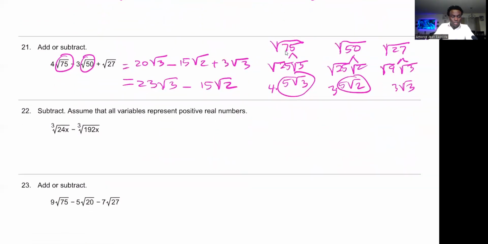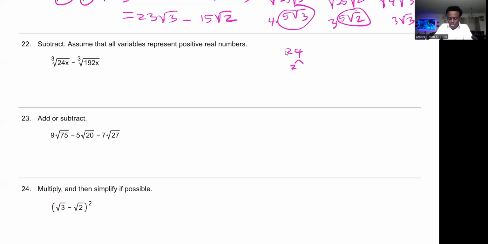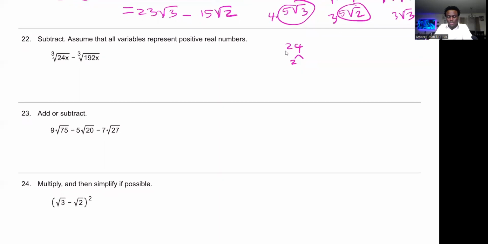How about this next problem? This next problem, it's a cube root, and then 24, right? That's 2 times 12. 12 is 2 times 6. 6 is 2 times 3. Cube root, so I'm going to make a group of 3, and no more group can be made, and these two will multiply and stay inside.